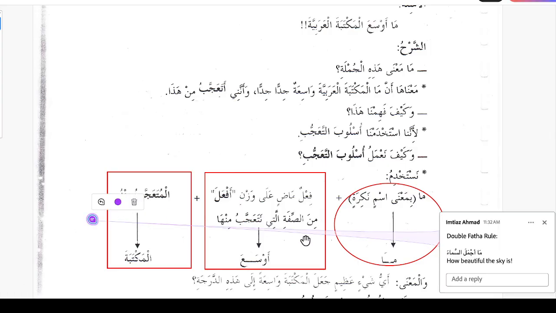To understand this, we call it the double fatha rule. Leave ma separate, so these two will always have fatha: ma awsa'a and al-maktabata. For example, ma ajmala as-samaa. Ajmala is on the pattern of afala, and as-samaa, just like al-maktaba, has a fatha. So this is called the double fatha rule. How beautiful the sky is!